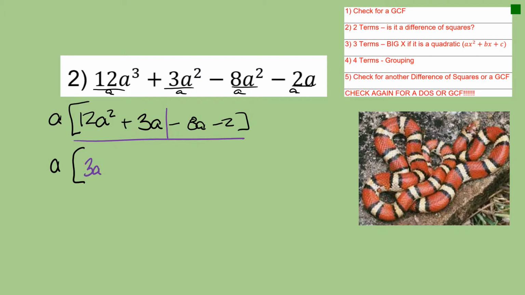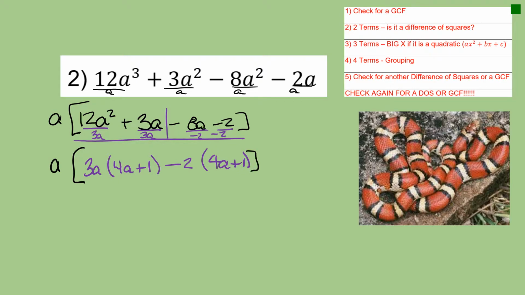These two have a 3A in common. All right, at this point, I'm just going to tell you what the thing is in common. And again, if you're struggling with that, go see a teacher. 12 divided by 3 is 4 with an A. 3A divided by 3A is 1. I got to take out a negative. I'm going to take out a negative 2. That leaves me with 4A plus 1.